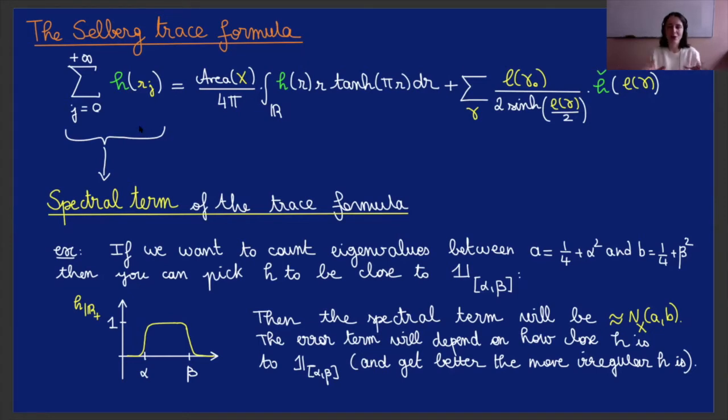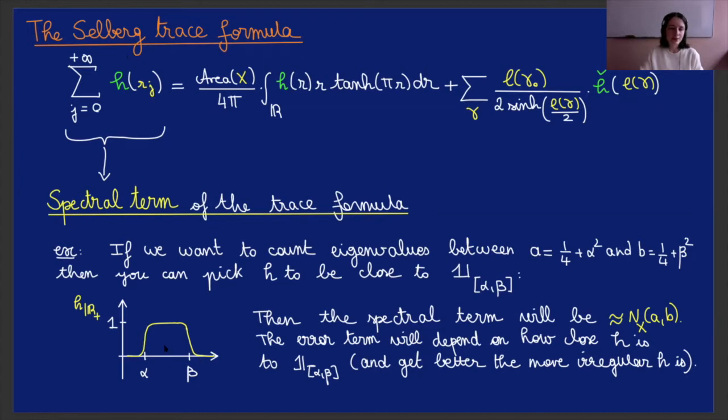Everything here is going to be very different depending on the test function you consider. So I'm going to take an example of a test function, which is the one I use in my proof actually. So for instance, if you want to count the eigenvalues between two values a and b, you can write a and b as a quarter plus alpha squared and a quarter plus beta squared. And then you can pick the test function h to be a smooth approximation of the indicator function. So here you have to be careful. You can't take the indicator function because you need your test function to be smooth. So you have to take a smooth version of it.